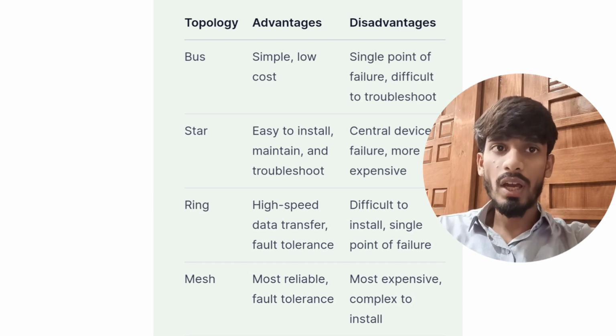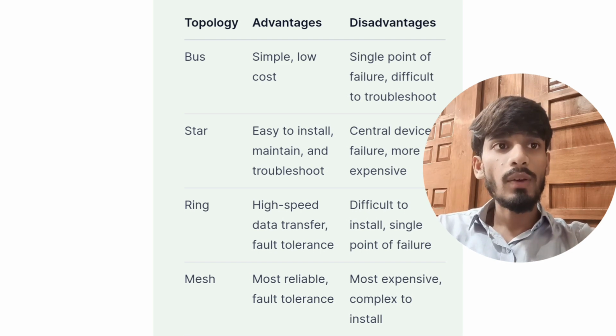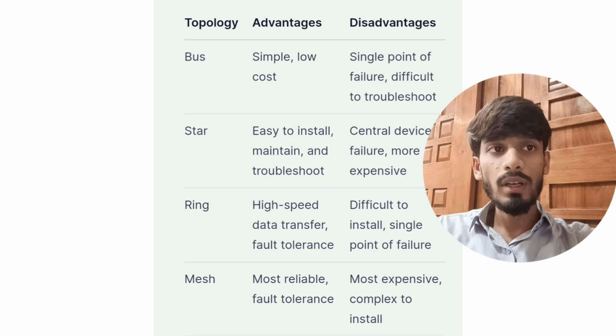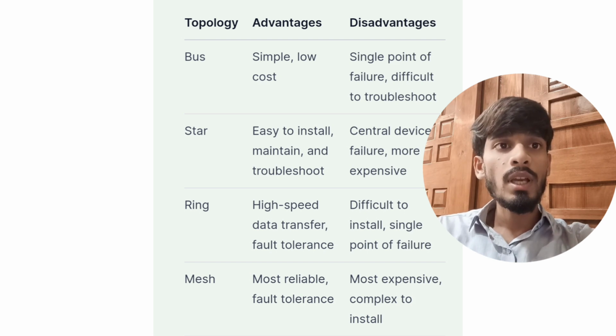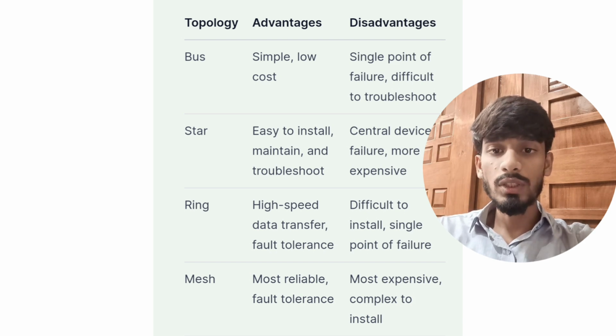Next is star topology. It is easy to install, it is easy to maintain and troubleshoot. What are the disadvantages? Central device failure may occur and it is more expensive. Next is ring topology. What are the advantages of ring topology? High speed data transfer and fault tolerance. What are the disadvantages? Difficult to install, single point of failure.